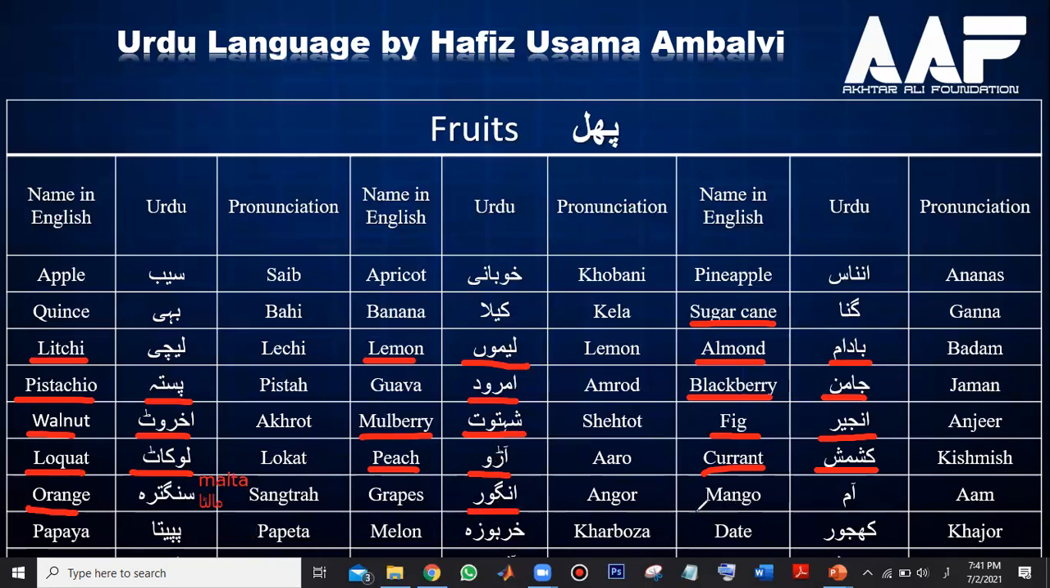And then we have mango. Mango means aam. And there is another word which is also aam. Aam means common. Like if you say aam log, log means people. Aam log means common people.